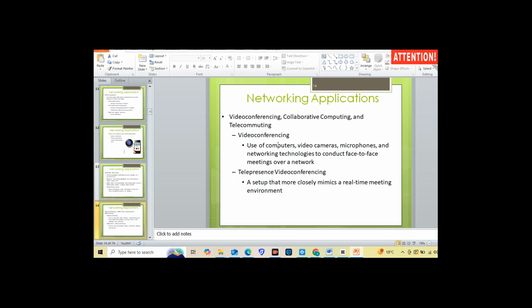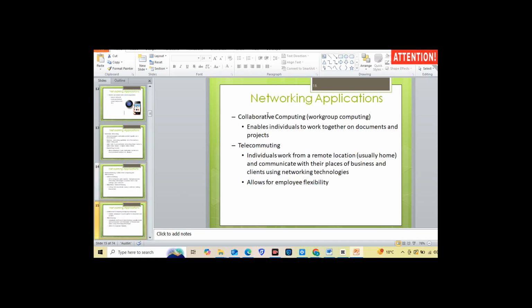What are the types of enterprise computer networks? Depending on the organization's size and requirements, there are three common types of enterprise private networks.